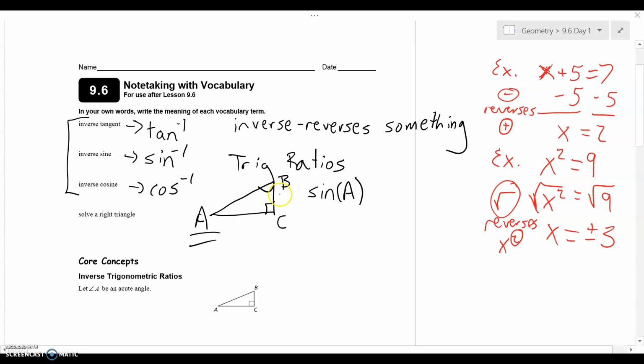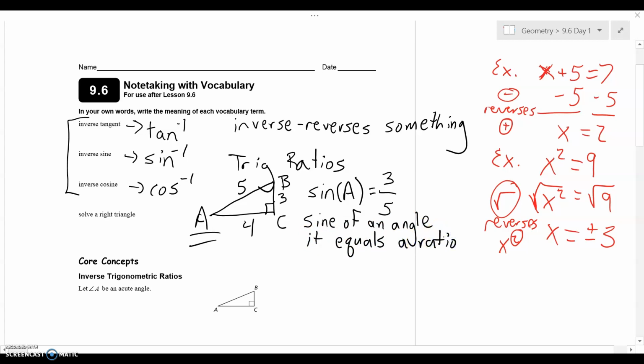So let's put some numbers to our example. Let's say it's a 3, 4, 5 triangle, which is a really common right triangle that we use, because we know 3 squared plus 4 squared equals 5 squared. And sine of A is the opposite side, which would be 3, over the hypotenuse, which in this case would be 5. So when we do sine of an angle, it equals a ratio. In this case, that ratio is 3 over 5, which is opposite over hypotenuse. That is what we've talked about when we're taking a sine.